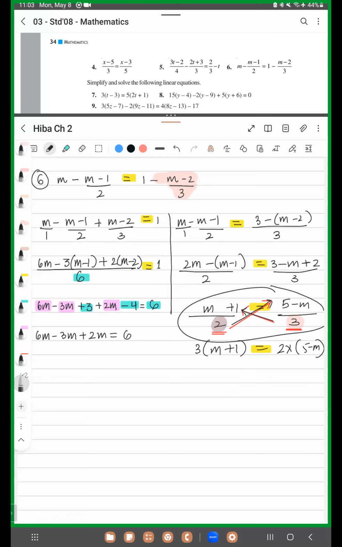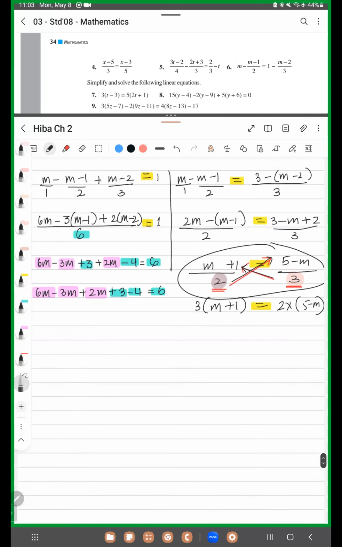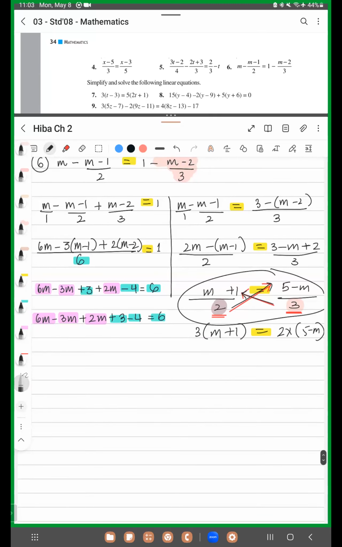No, I didn't understand. Fine, don't worry, just do it like this. Plus 3 minus 4 equals 6. ठीक है, continue. Continue Hiba. Like if we bring 3 minus 4 to the other side, or if we don't bring it to the other side, the answer will be the same, right? Yeah, it will be the same.